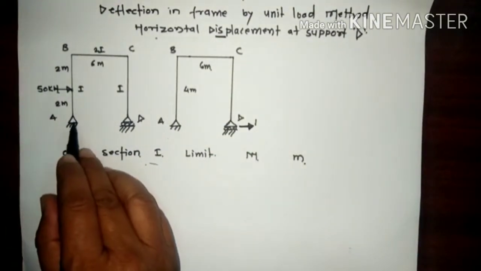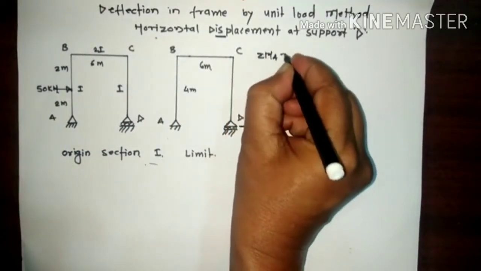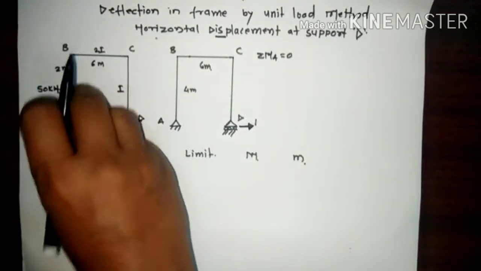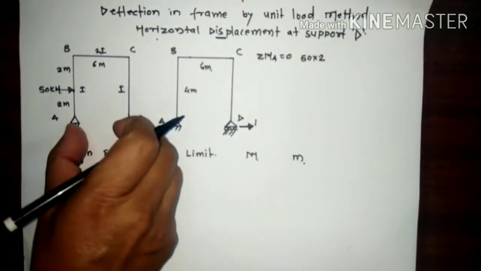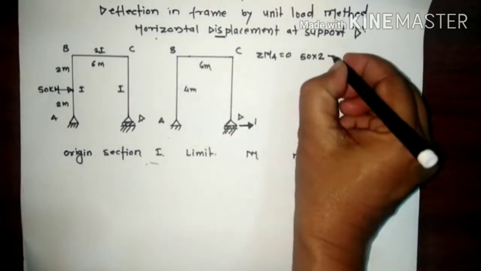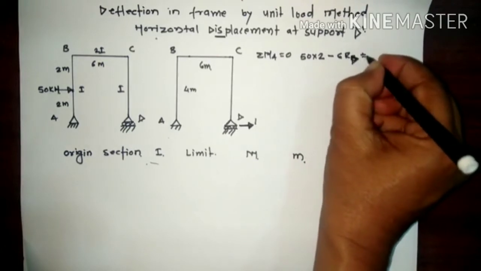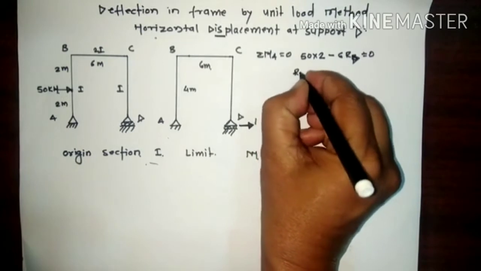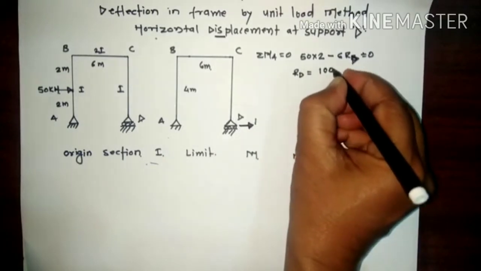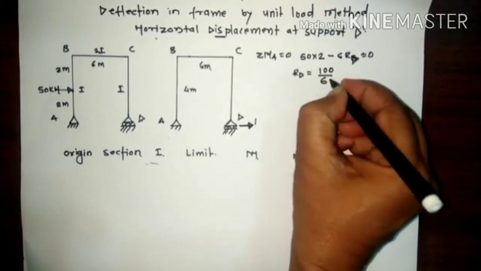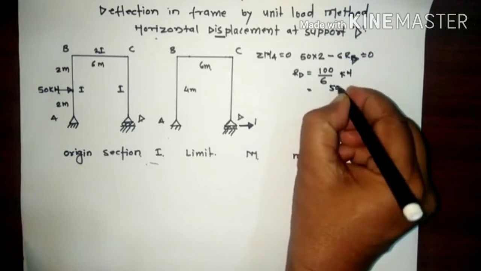So here are the reactions. We will take sigma MA equal to 0. So this is a clockwise moment, 50 into 2, and here this is a vertical reaction. This is anti-clockwise, that is minus 6 RD equal to 0. So this RD becomes 100 by 6 kilonewton, or you can say 50 by 3 kilonewton.